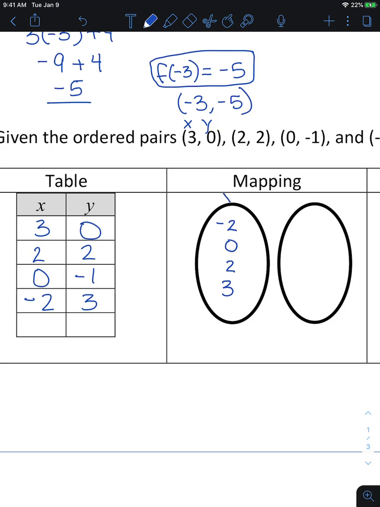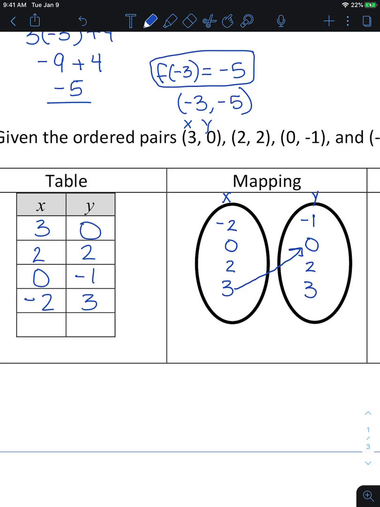So this is x. I'm going to plug my y values on the other side. So again, I'm going to put them from smallest to biggest. So it's going to go negative 1, 0, 2, and 3. Now I need to draw the arrows. Okay, so remember, 3 goes to 0, so I'm going to draw an arrow from 3 to 0, like that.